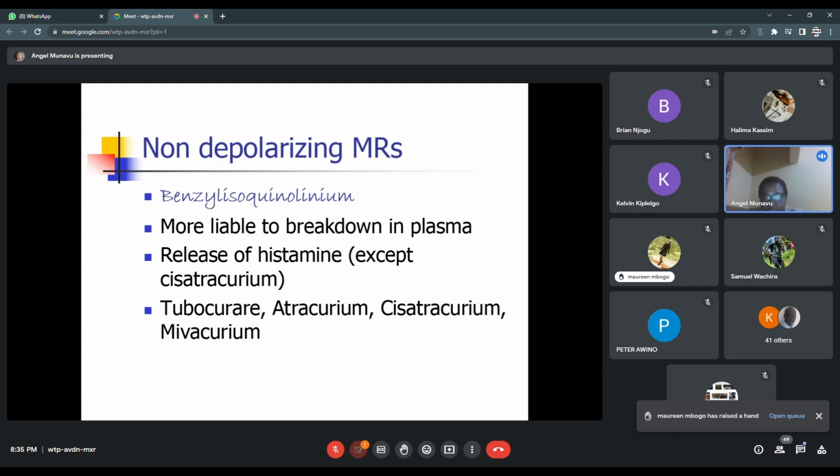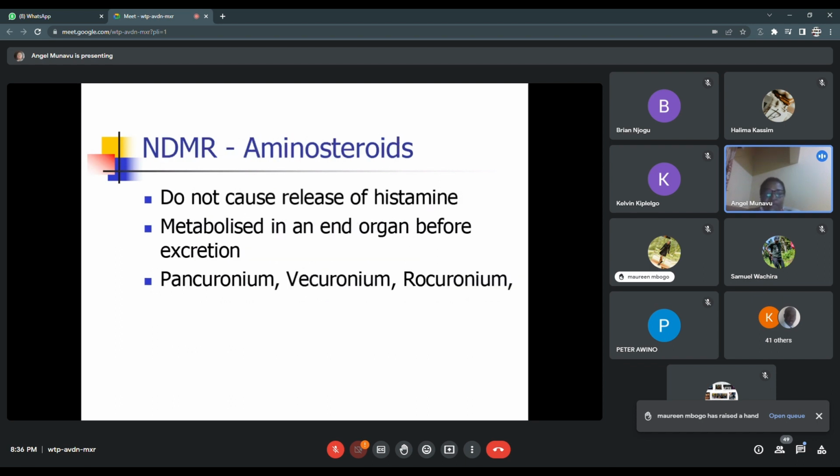The other one is cisatracurium, and the other one is mivacurium. These ones are in the class of benzylisoquinolinium. And we say that they may be broken down in plasma, and we're going to see later what this means. Because we're going to see the other group, which is aminosteroids, you have to reverse them. If you don't reverse them, then the patient may go to the ward, the receptors are occupied again, and the patient stops breathing. So it's not nice. So that's the difference between the benzylisoquinolinium and the aminosteroids.